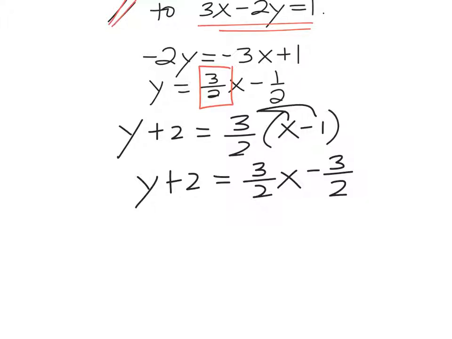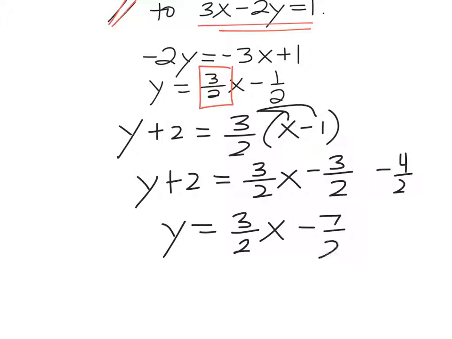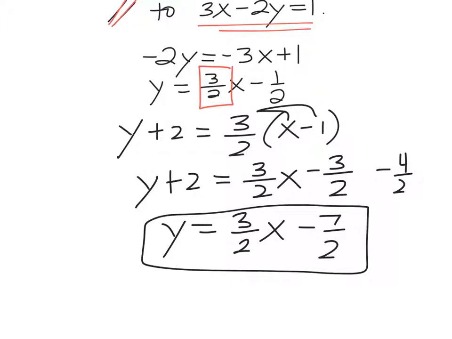Okay. And then we'll subtract 2 to the other side. And 2 is the same thing as 4/2, right? So we have 3/2 x minus, and we're going to subtract 2, which is 4/2, so that makes 7/2. Kind of ugly dealing with fractions. If you need to use your calculator, go ahead. Be slightly embarrassed, but go ahead.